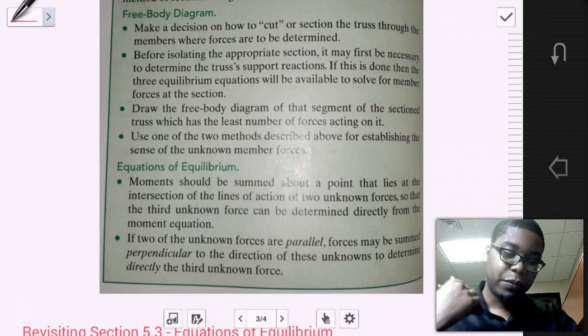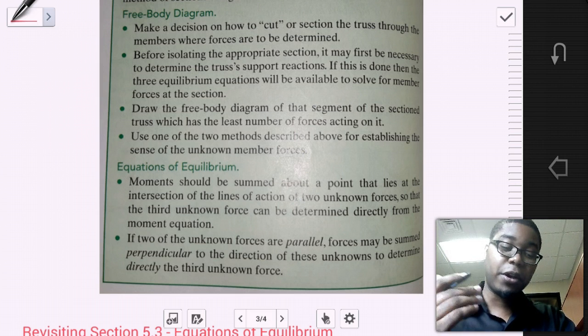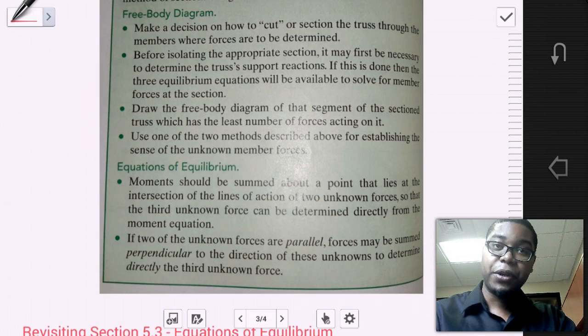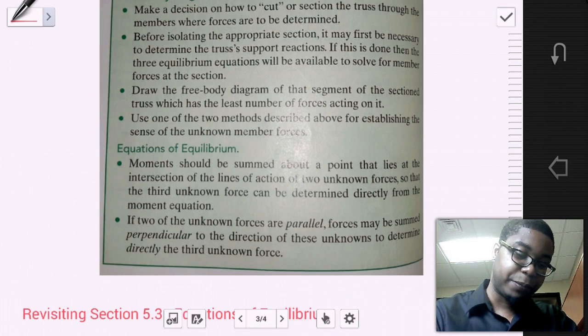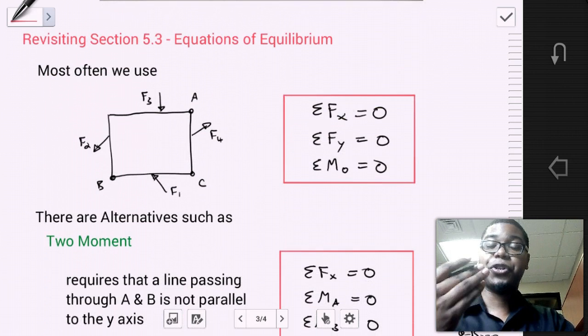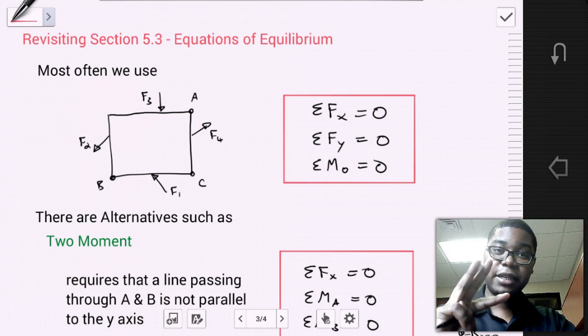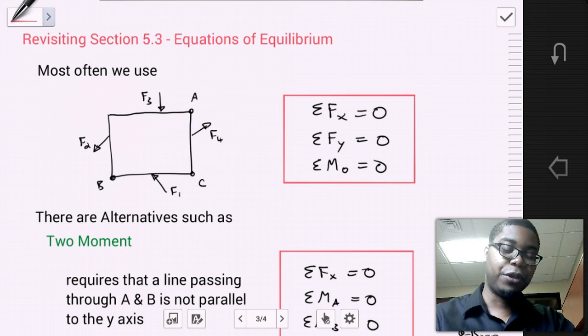Once we've done that, apply our equations of equilibrium, make sure that we have the right number of equations for the number of unknowns, and then solve for our unknowns. Now, sometimes it'll be necessary for us to use an alternative form of the equations of equilibrium. We reviewed that in section 5.3 of the book, where we showed three different sets of equations of equilibrium which could be used.